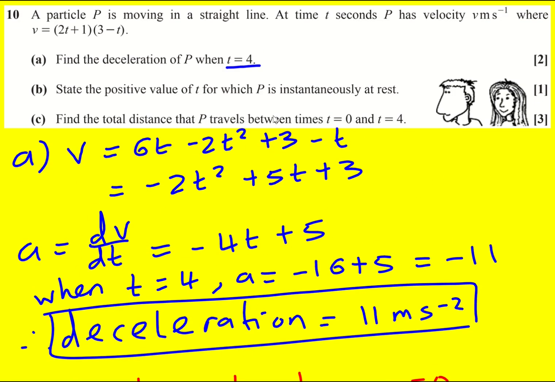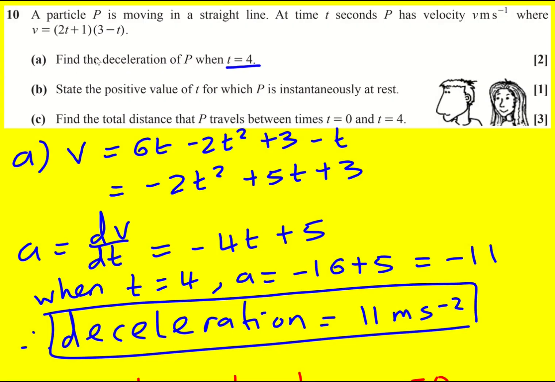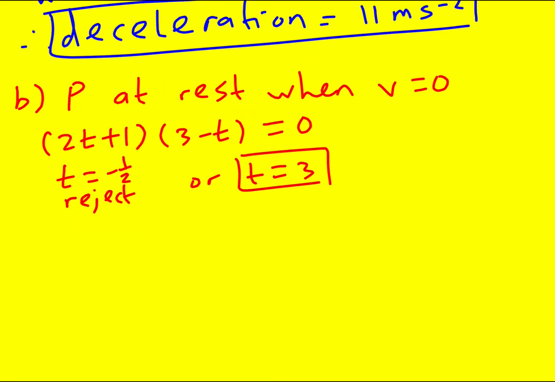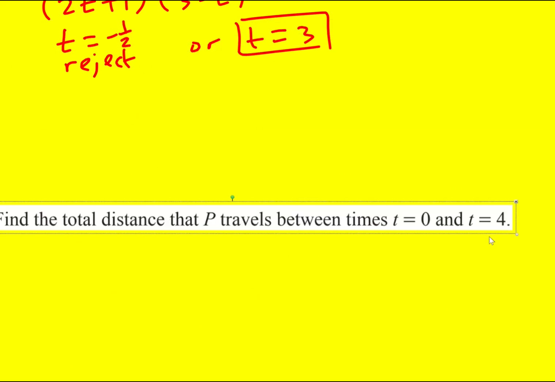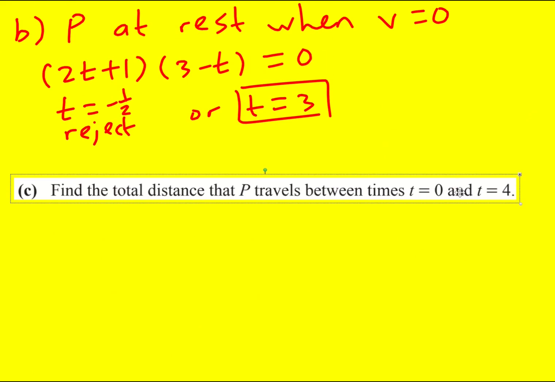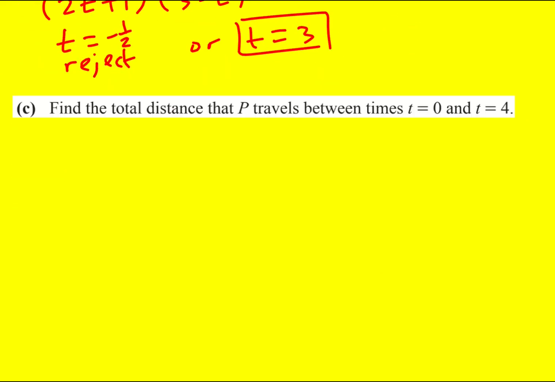Finally, we're asked to find the total distance that P travels between times t equals 0 and t is equal to 4. And I think we're being given some hints from part A. So we can see actually that the particle is decelerating, so it's slowing down. And maybe at some point the velocity will become 0. Let's take a look. I would recommend, you don't have to, drawing a little sketch of what is going on.